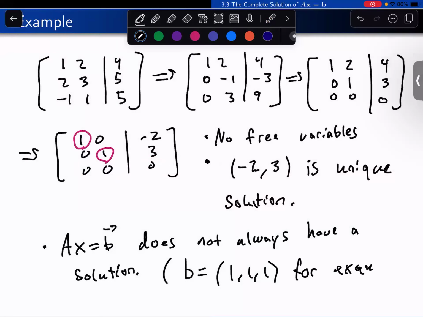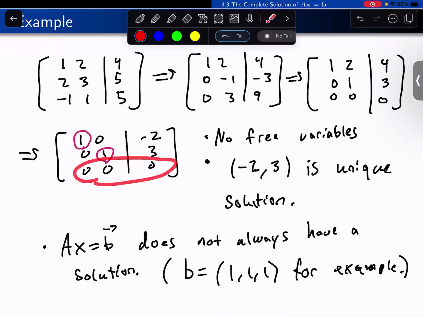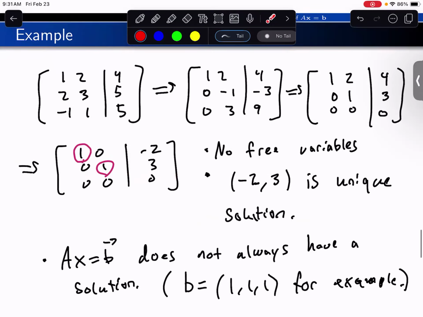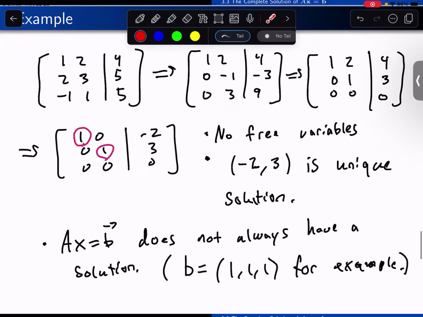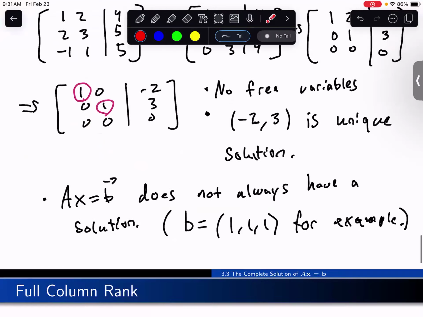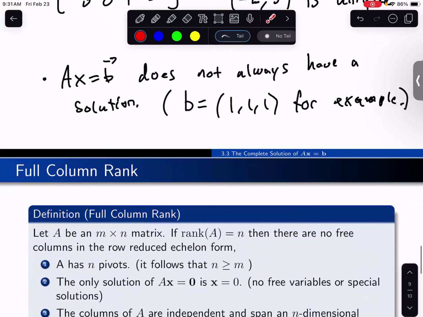So this isn't an example of having full row rank because we had a row that didn't have a pivot, but it is an example of what's called full column rank. So for every single column of our matrix, we had a corresponding pivot. And so this is going to tell you that if you have full column rank, you're either going to have a unique solution or you're not going to have any solutions.